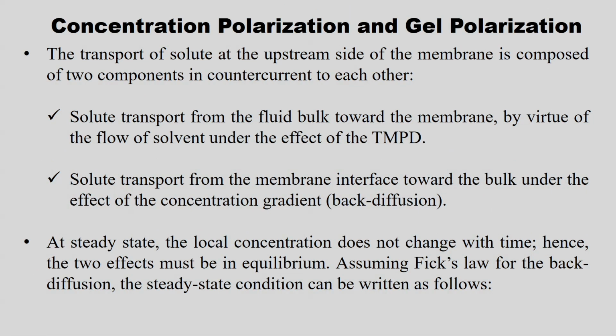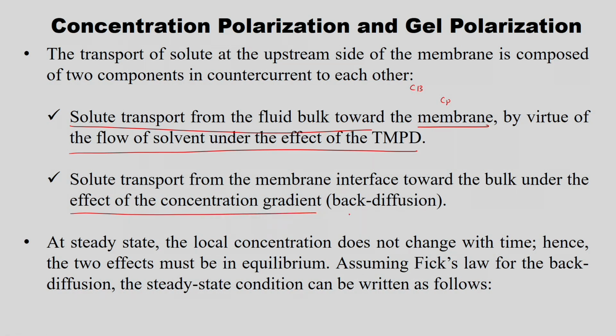The transport of solute at the upstream side of the membrane is composed of two components in countercurrent to each other. The first one is the solute transport from the bulk fluid toward the membrane surface, where Cb is the bulk concentration and Cp is near the membrane surface. The solute is transported from the bulk phase to near the membrane by the flow of solvent under the effect of transmembrane pressure difference. The second is the solute transport from the membrane interface towards the bulk under the effect of concentration gradient, that is, back diffusion.